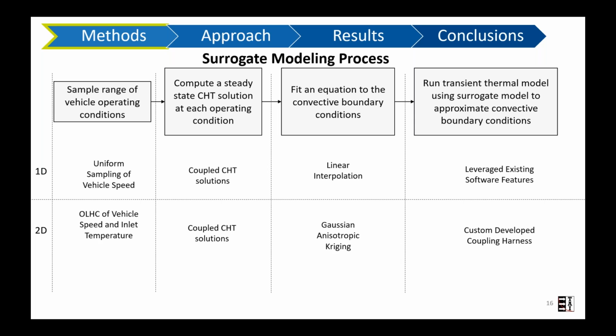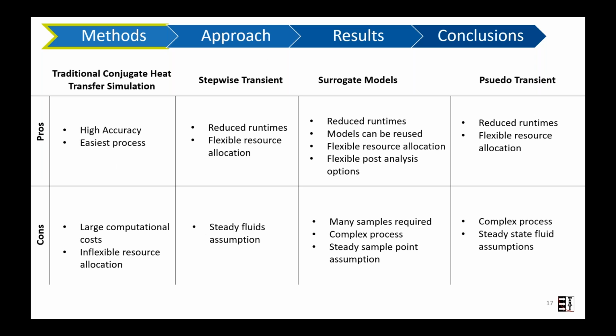The interpolation scheme used for the 1D method was linear interpolation. The Gaussian anisotropic Kriging approach was used for the 2D surrogate. For running the transient thermal models, the 1D surrogate method used existing software features, while the 2D method used a custom coupling harness. Let's take a brief look at the pros and cons of each of the methods that we just discussed.